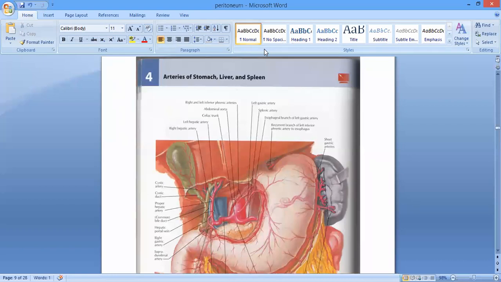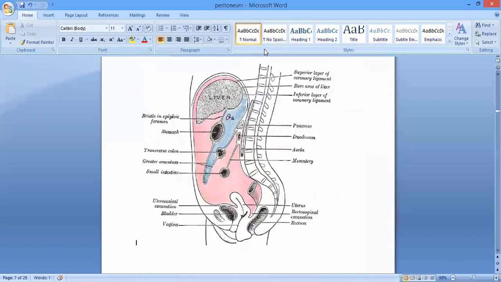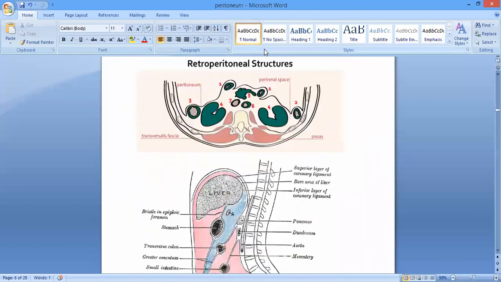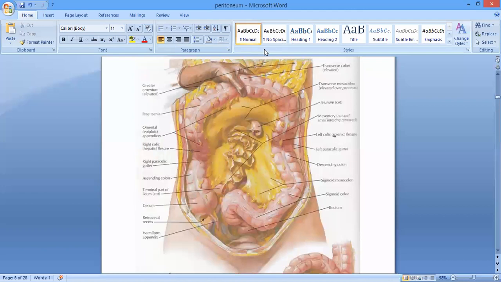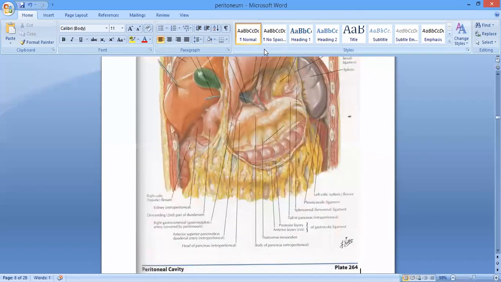Okay. Now, there is another term which we are going to use for the peritoneum, and that is called the mesentery. ठीक है जी? Now, what is the mesentery basically? Mesentery is a Greek word, but sorry.